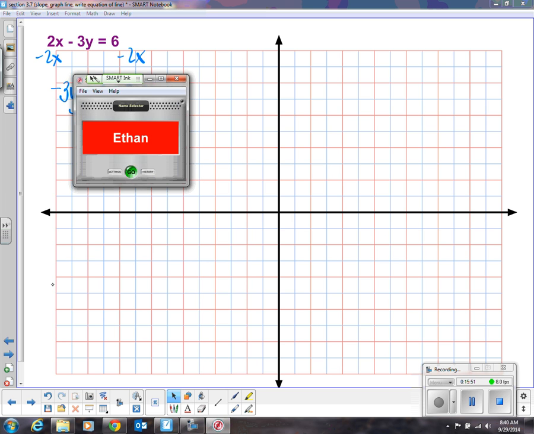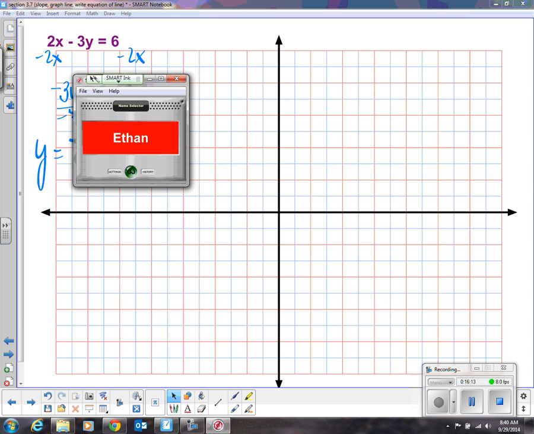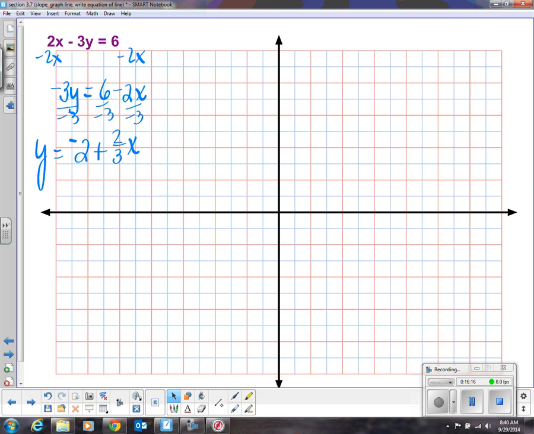Ethan? We're going to divide every part of this by negative 3. So we're going to have y equals positive 6 divided by negative 3 is negative 2. Negative 2 divided by negative 3 is positive 2/3 x. Alright, this is why we needed the skill that we just put into place. What is my slope, Maria? My slope is 2/3, and what's my y-intercept? It's going to be (0, negative 2).